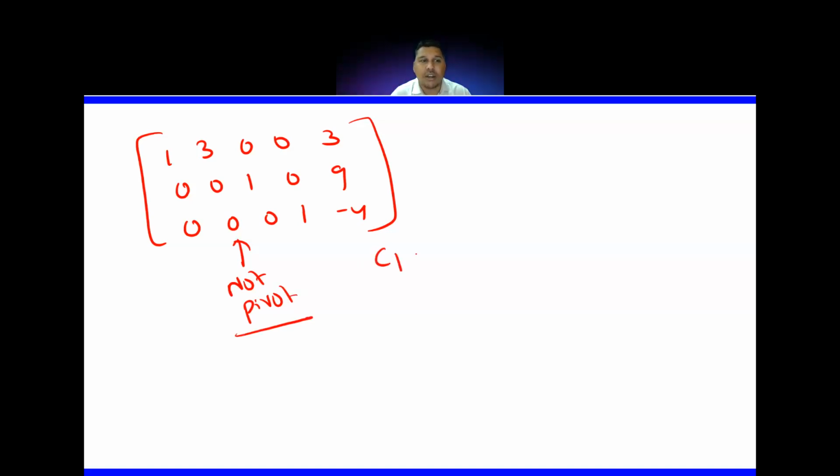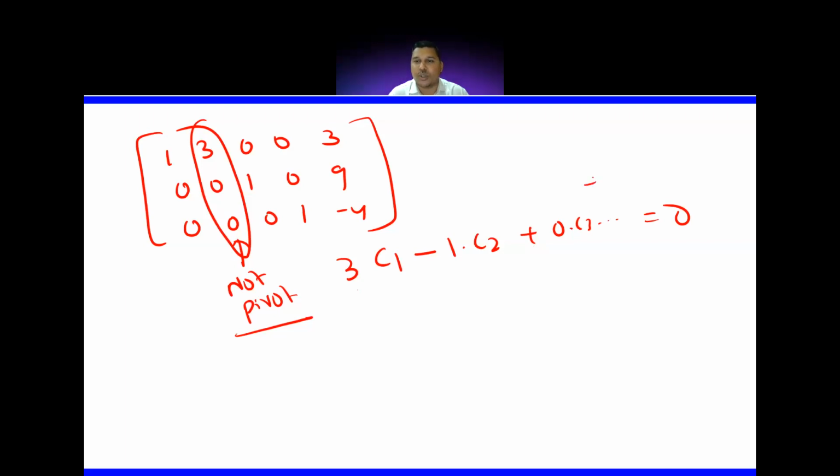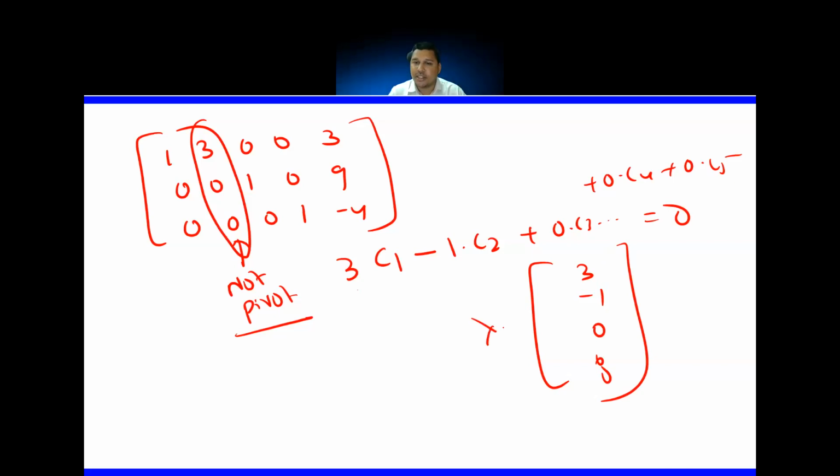I have to convert this to 0. How do I convert? 3C1 minus 1 into C2 plus 0 C3 plus 0 C4 plus 0 C5 equals 0. By doing this, I can make this particular column 0. So what do you get? 3, minus 1, 0, 0, 0. See, this is lambda 1. This is your solution, no? The same thing we are getting using the minus 1 trick.